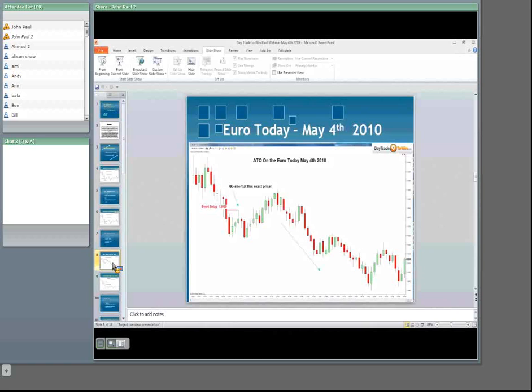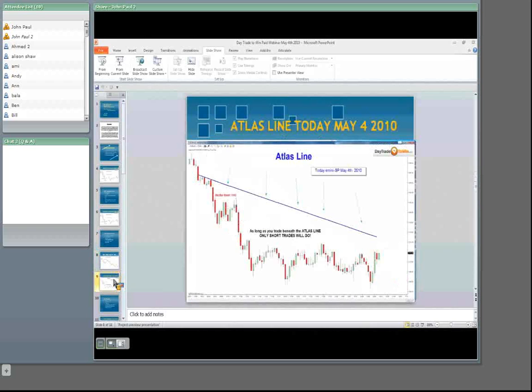The Atlas line really works on every single market, okay? The mini Russell works with price, David, the same as the E-mini and the Dow. They all work in relation to one another, okay?